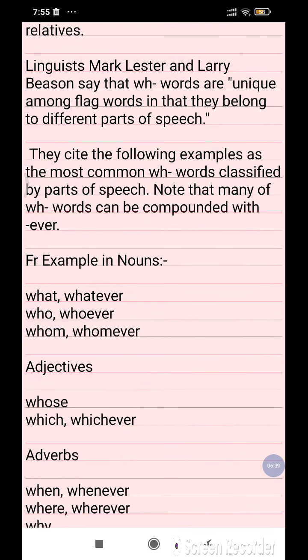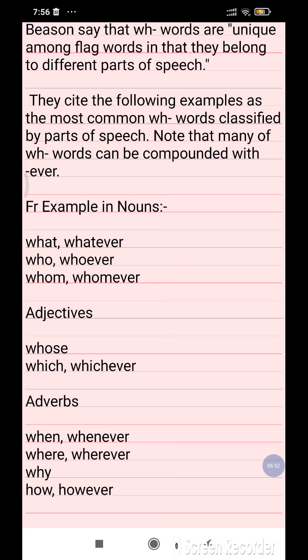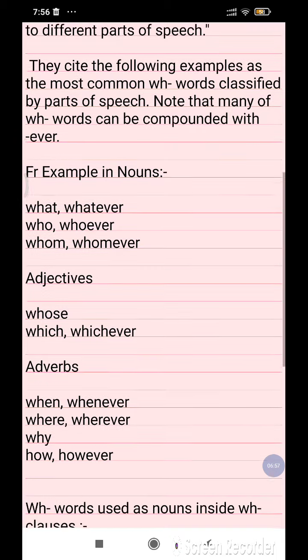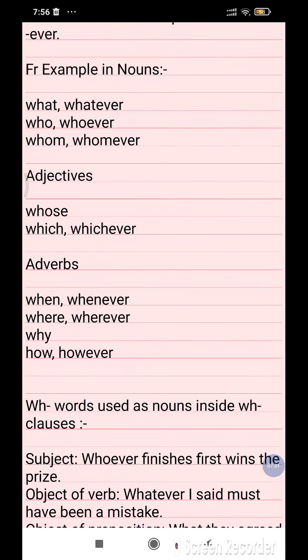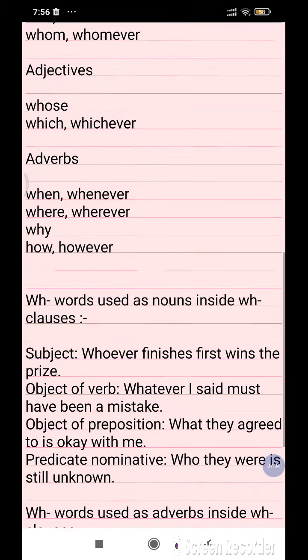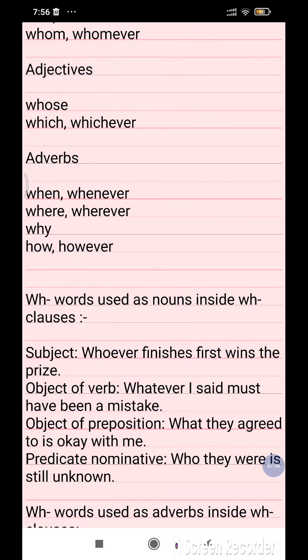These are the following examples of the most common WH words classified by part of speech. Note that many WH words can be compounded with ever. For example, in nouns: what, whatever, who, whoever, whom, whomever. Adjectives: whose, which, whichever. Adverbs: when, whenever, where, wherever, why, and how and however.